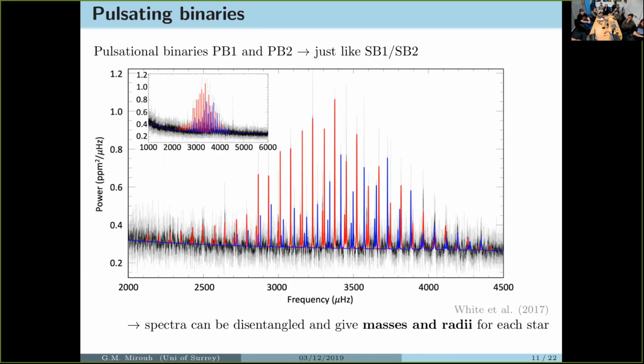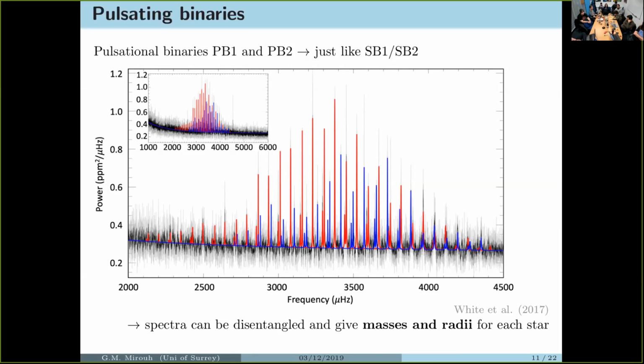Now let's talk about binary stars. One thing that has been recently dug into is the pulsational binaries. They're the equivalent of the spectroscopic binaries, except that instead of seeing 2 chemical spectra, you see 2 oscillation spectra. And this is a very nice example where you see that the red peaks and the blue peaks belong to 2 different stars that have a mass ratio of 0.94.